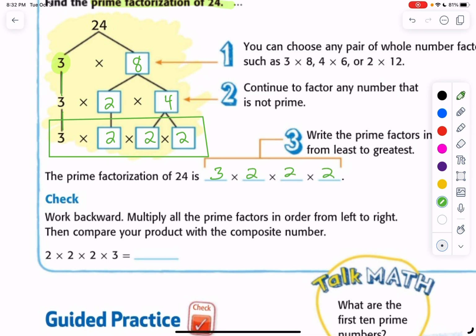Is that really true? Well, 3 times 2 is 6, and 2 times 2 is 4. Oh, yeah, 6 times 4 is 24. Yes. So 2 times 2 times 2 times 3 equals 24.